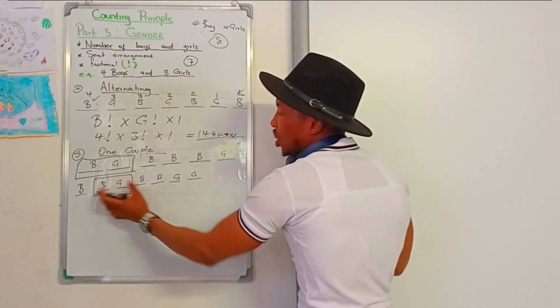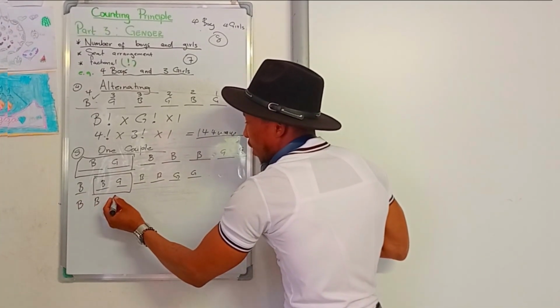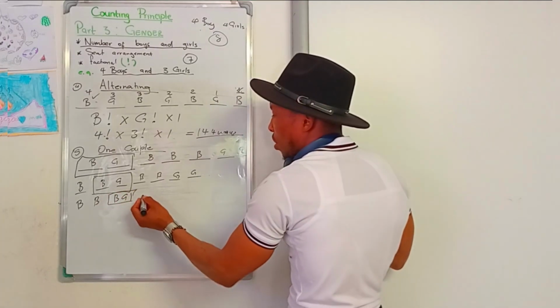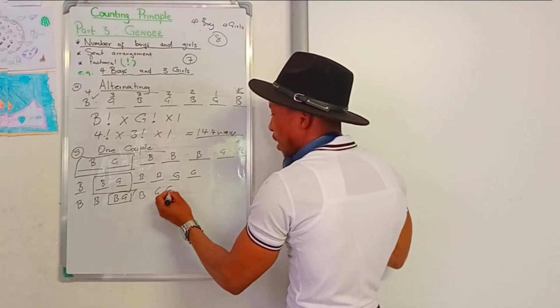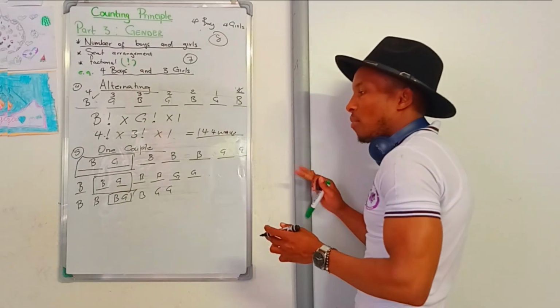Okay. Then this shift arrangement, you can say, is a boy, then a couple, a boy, and a couple, a boy, a couple, then a boy and a girl and a girl. This is just shifting until here. Then it's just going to shift in how many ways.